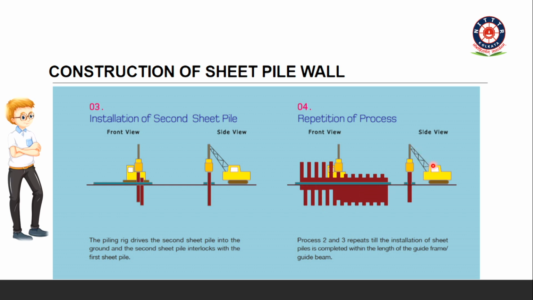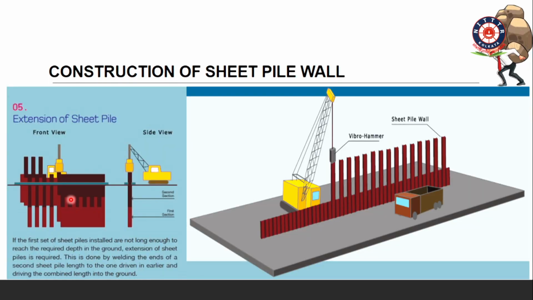This is the side view. In the front view it looks like this, see, this is the extension of the sheet pile. If the first set of sheet piles installed is not long enough to reach the required depth in the ground, extension of the sheet pile is required. This should be done by welding the end of the second sheet pile length to the one driven earlier and driving the combined length into the ground. See, once this procedure is completed, meaning the required depth of the sheet pile is reached, it looks like this.